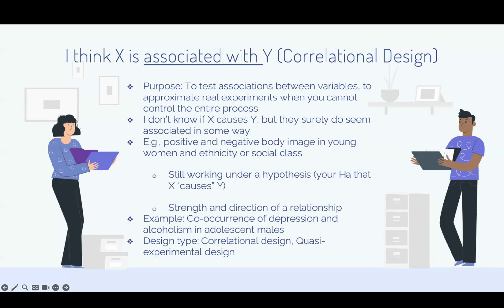The designs we discuss, including correlational and quasi-experimental designs, allow us to explore these associations to a significant extent. They provide valuable insights, while not definitive in establishing causality, and are indispensable in the development of evidence-based practice.